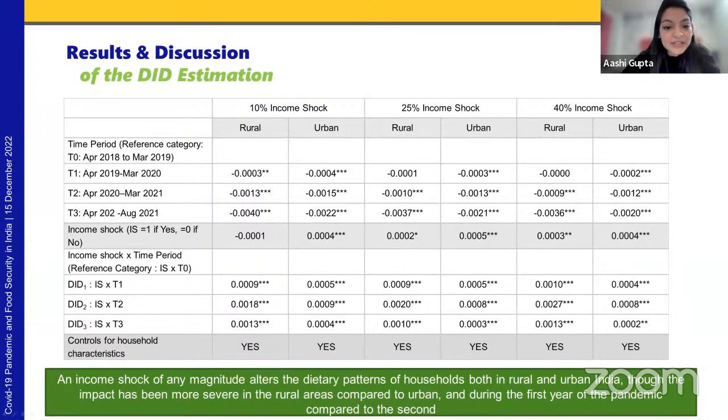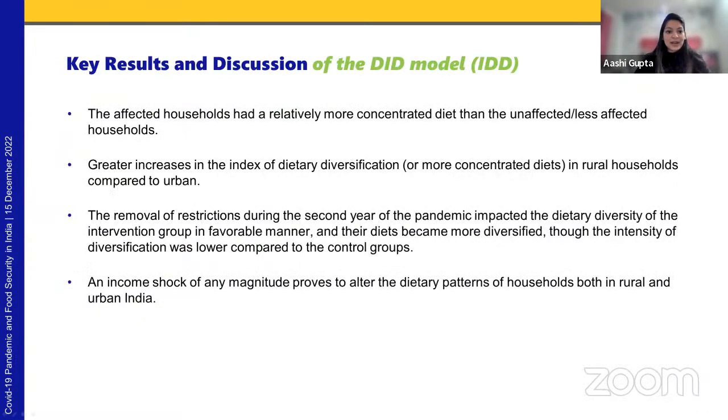To summarize the key results of this model, we see that the affected households had a relatively more concentrated diet than the unaffected households, or the less affected ones. We also witnessed higher shifts to a more concentrated diet in rural households compared to the urban.